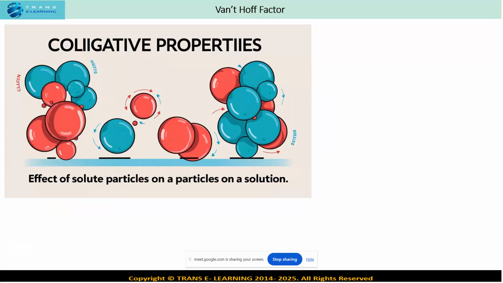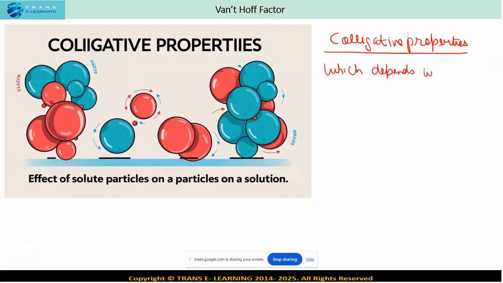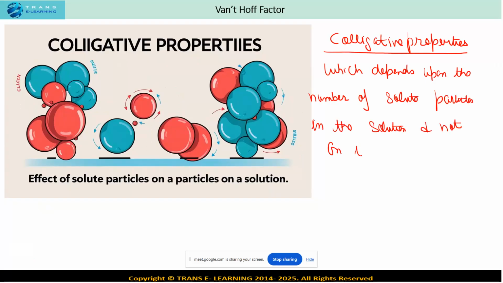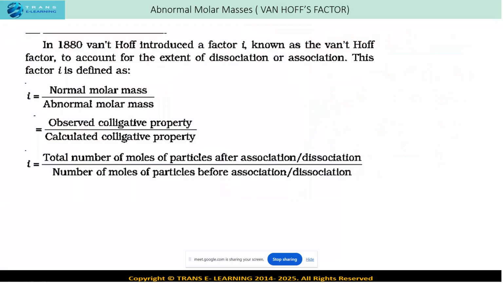So first of all, the Van't Hoff factor is a colligative property. Colligative property is the property which depends upon the number of solute particles in the solution and not on the nature of the solute. Second thing, the Van't Hoff factor and abnormal molar masses. In 1880, Van't Hoff introduced a factor i, known as the Van't Hoff factor, to account for the extent of dissociation or association.